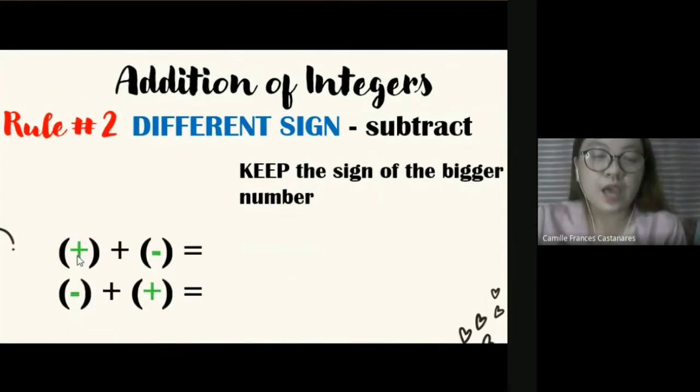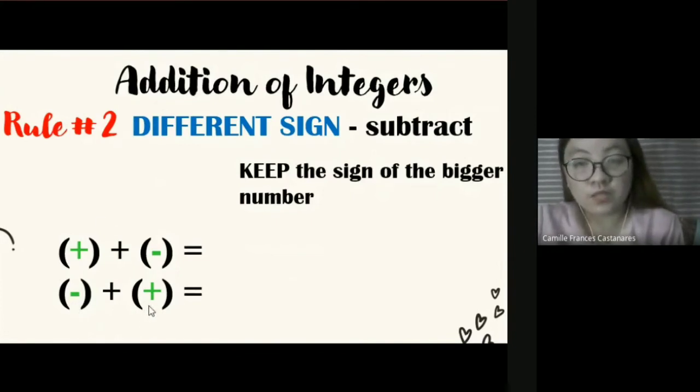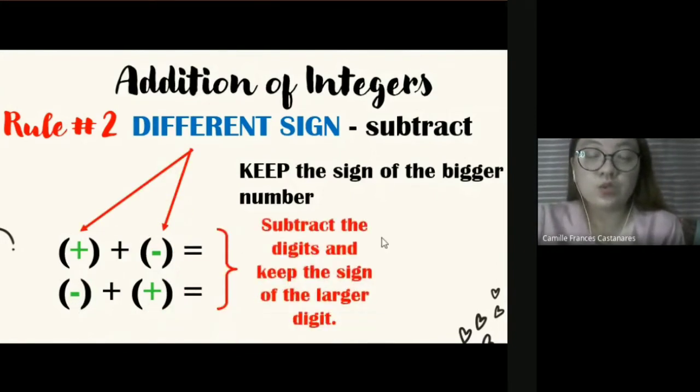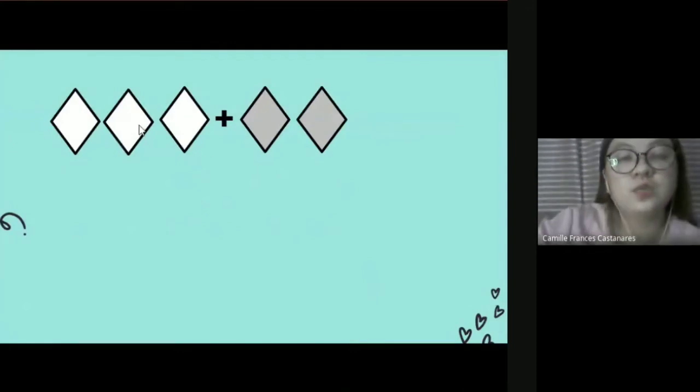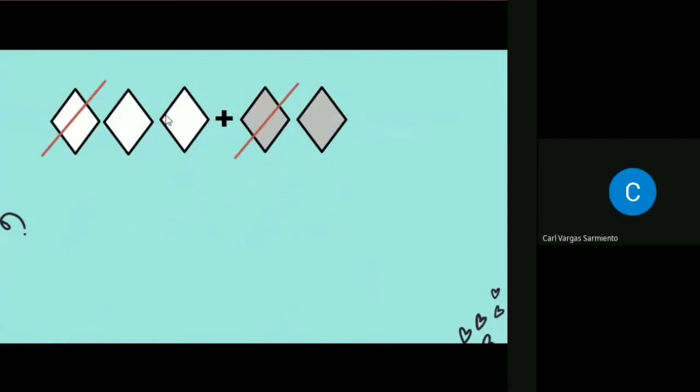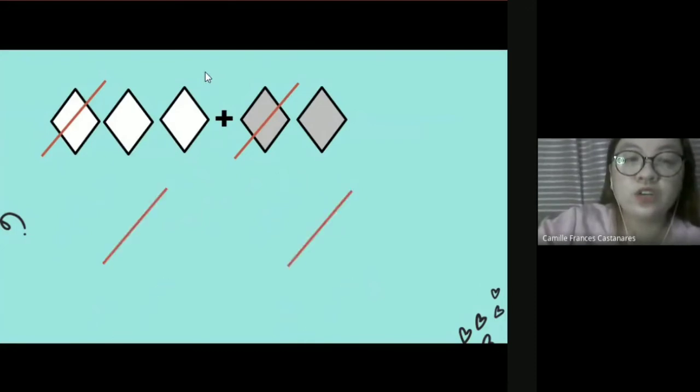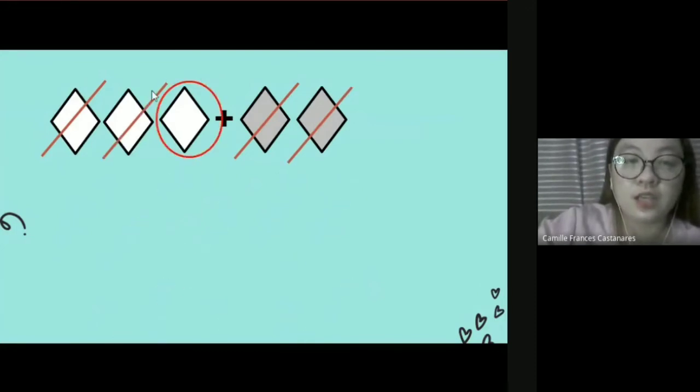So, for example, we have positive number and negative number. Or, vice versa, mauna si negative and sunod naman si positive. Ang gagawin natin is to subtract or ima-minus natin yung digits and then keep the sign of the larger number. Yung mas malaking value daw, doon sa pinag-add natin, ay yun yung gagamitin nating sign. So, for example, ito. So, this is what? Positive 3. So, kapag ginamit natin itong figure na to, magka-cancel out lang tayo, then ang matitira is si positive 1. So, magiging answer natin is positive 1.